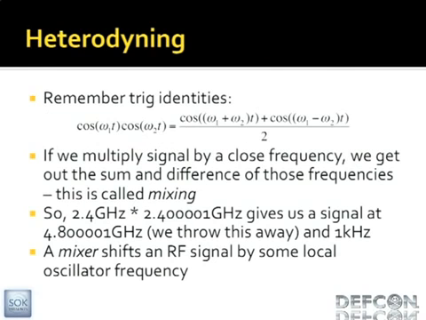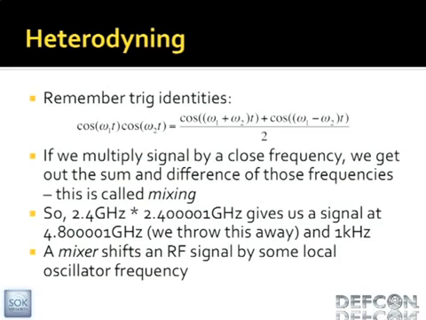So there's a little more math here. The trig identity that I'm looking at is the product-to-sum rule. Basically, if you multiply two sine waves at two different frequencies, what you get out is the frequency of their sum and the difference of the two frequencies. And you lose half the power in the process of doing that because the two signals are halved. This is called mixing.